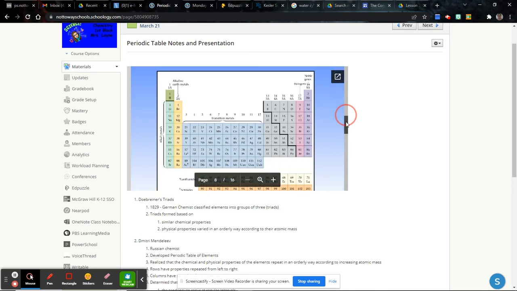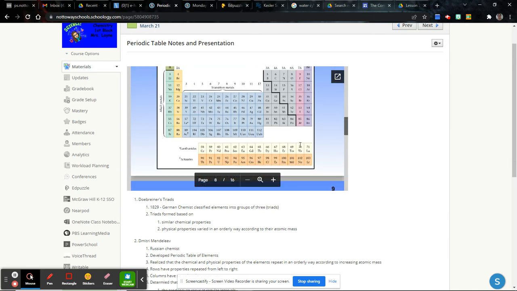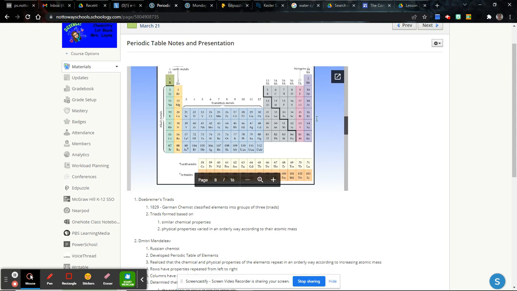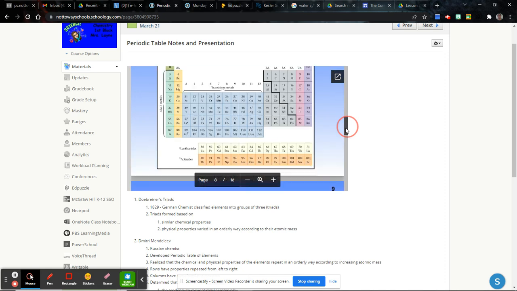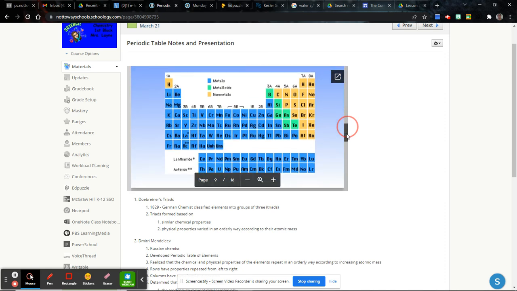So here are some other setups of the periodic table. We have our alkali metals, our alkaline earth metals, transition metals. We have our lanthanides and actinides, and they are located down here in the rare earth and man-made metals. Back up here, we have our halogens. We have our noble gases. This one right here breaks it down and gives you a little bit more to look at.